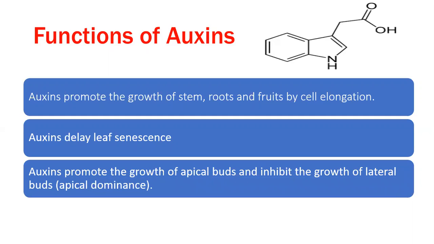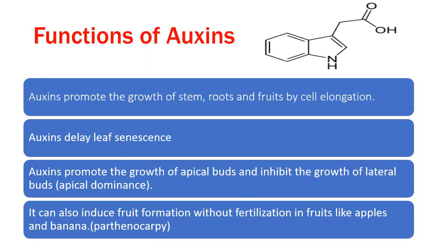Auxins promote the growth of apical buds and inhibit the growth of lateral buds, which is also known as apical dominance. Actually, here what happens is, in majority of the vascular plants, the apical buds dominate over the lateral buds. Usually the apical buds grow and the lateral buds do not grow fast. So until those apical buds are cut, the lateral buds will not grow. So auxins promote this phenomenon of apical dominance.